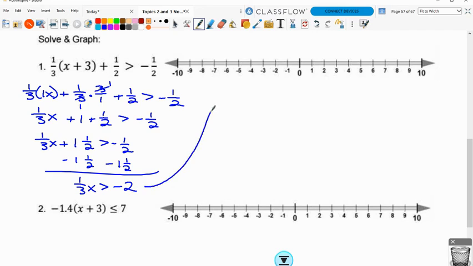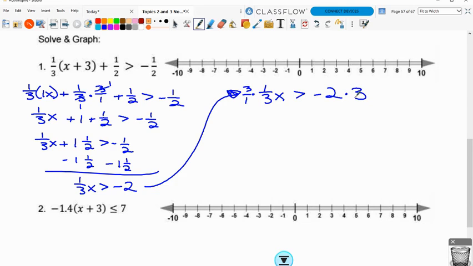I'm just going to bring this over here where I've got a little more room to work. Again, it's 1/3 x is greater than -2. And now I need to get the value of just x. Right now, x is being multiplied by the fraction 1/3. So instead of dividing by 1/3, I'm going to multiply by 1/3's reciprocal, which is 3 over 1. So I'm going to multiply by 3 over 1 on the left. 3 over 1 is the same as 3. So on the right, I'm just going to multiply by 3.